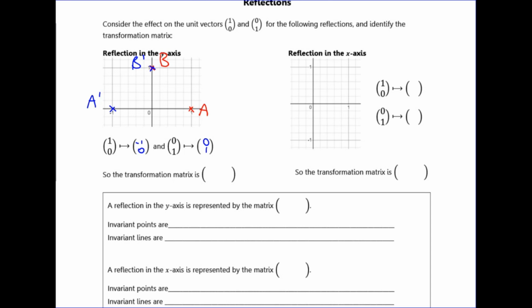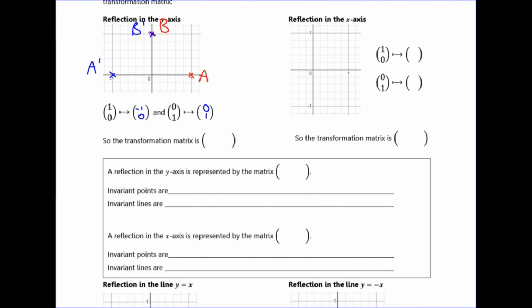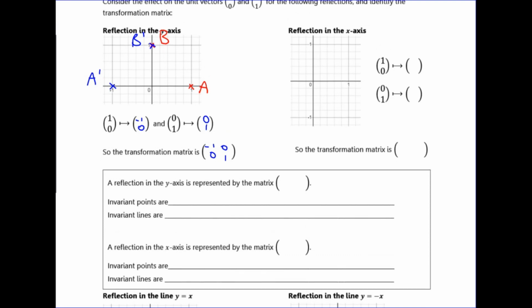All you do is you write these 2 points or these 2 column vectors in a matrix. So the transformation matrix is minus 1, 0, 0, 1. Always starting with A and then B. It kind of starts off from the identity matrix 1, 0, 0, 1. And that's the transformation matrix representing a reflection in the y-axis.